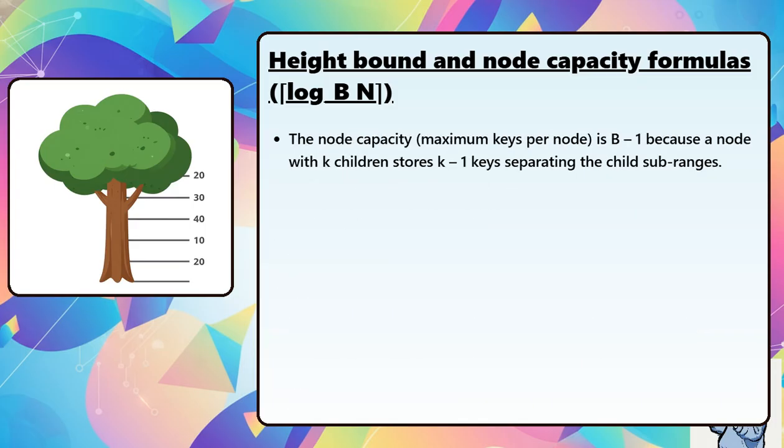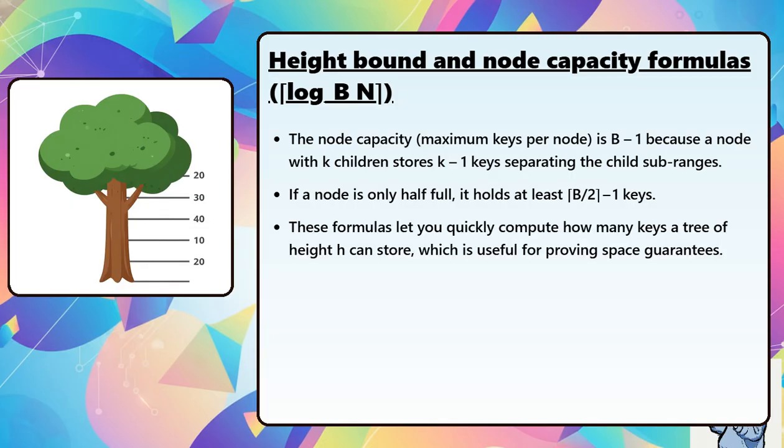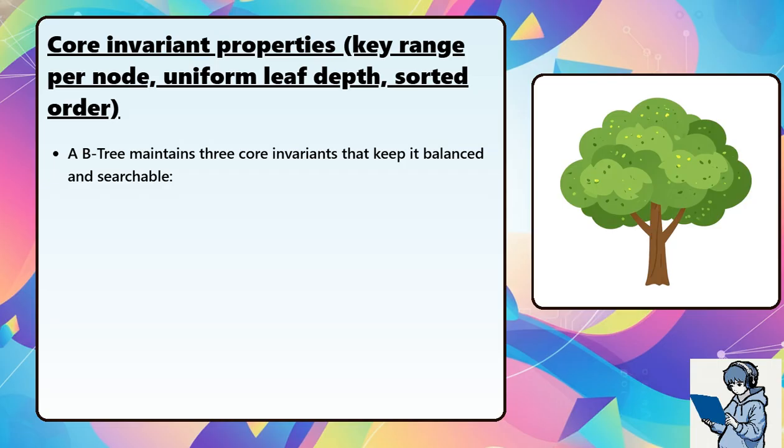The node capacity, maximum keys per node, is B-1, because a node with k children stores k-1 keys separating the child subranges. If a node is only half full, it holds at least ceiling of B over 2 minus 1 keys. These formulas let you quickly compute how many keys a tree of height h can store, which is useful for proving space guarantees. A B tree maintains 3 core invariants that keep it balanced and searchable.